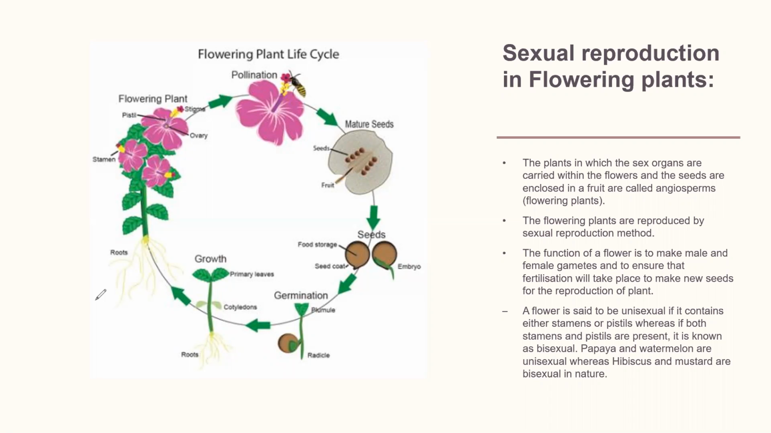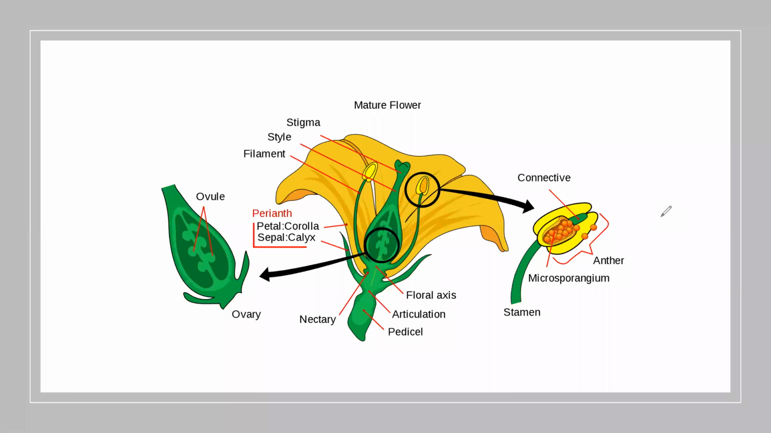A flower is said to be unisexual if it contains either stamen or pistil. Whereas if both stamen and pistil, that is the male reproductive organ and the female reproductive organ, are present, it is known as a bisexual flower. Papaya and watermelon are unisexual, whereas hibiscus and mustard are bisexual in nature.